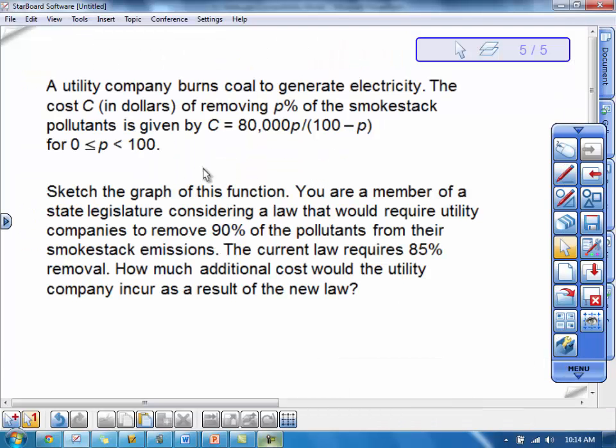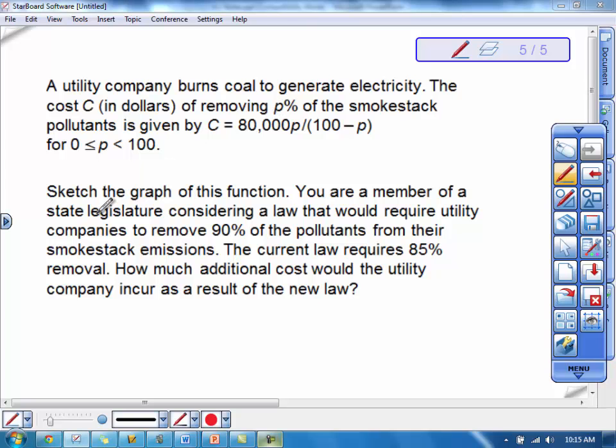All right, let's try one more problem. It's an application problem. This function right here is a rational function, and it's cost in terms of P, where P is the percentage of the smokestack pollutants for this company. So P obviously can be between 0 and 100, the domain, because you can't have higher than 100% or lower than 0%. So our percentage is somewhere between 0 and 100, and the cost then depends on that pollutant percentage. If we want to get rid of more pollutants, it's going to cost more money.